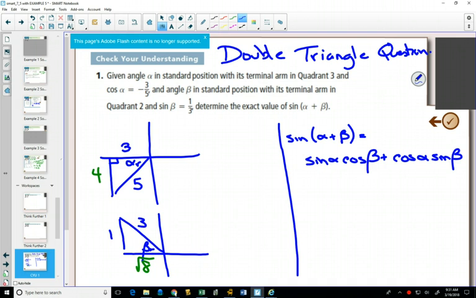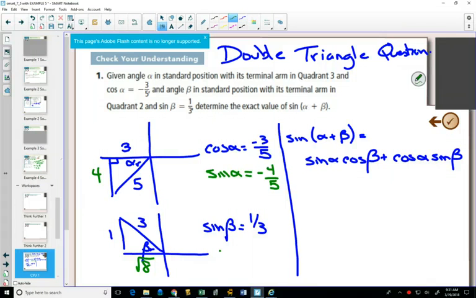Because on our triangles here, we already knew cos alpha was -3/5, but now that I've drawn my triangle, I can also say that sine alpha is -4/5. Opposite over hypotenuse, and because it's in quadrant 3, sine is negative. And in the second one, I already knew that sine of beta was 1/3. That was given to me in my question. But now that I've drawn the triangle, I can also say that cos of beta is √8/3, and because it's in quadrant 2, cos will be negative.